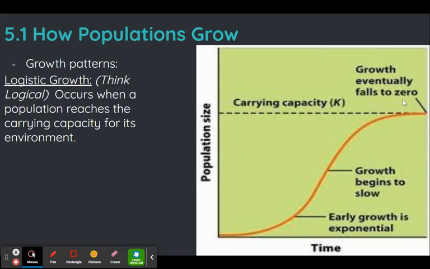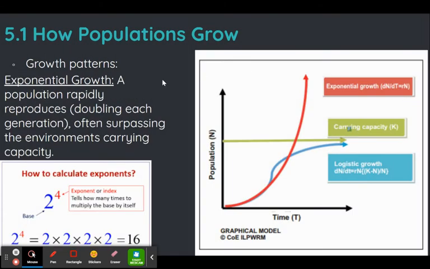When you see growth rate at zero, that doesn't mean no one's being born. That means it's the same number being born that die off. An exponential growth pattern, you might be familiar with the term exponent from math. An exponent tells us how many times we multiply the base number by itself. So 2 with an exponent of 4 means 2 times 2 times 2 times 2, which gives you 16.